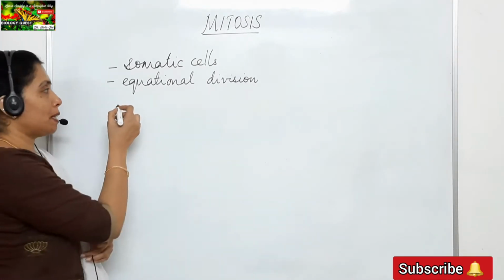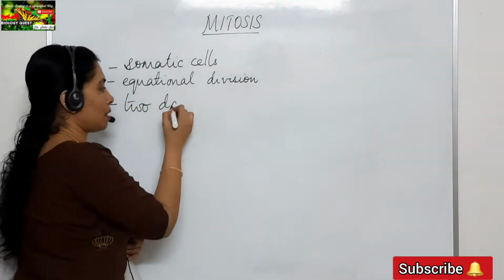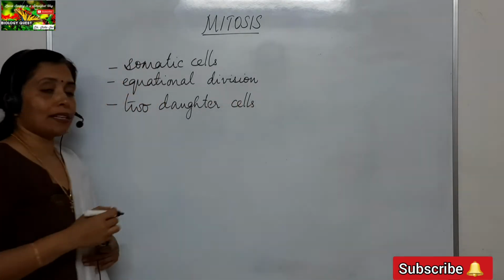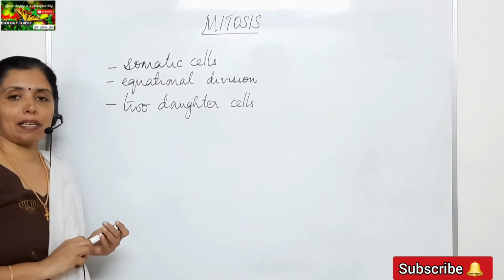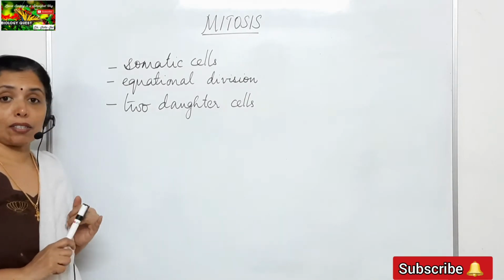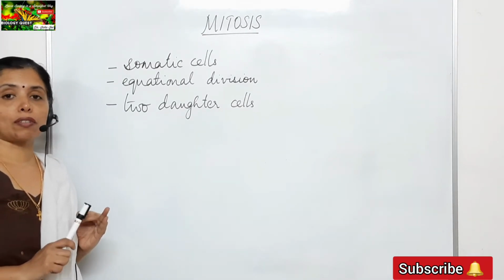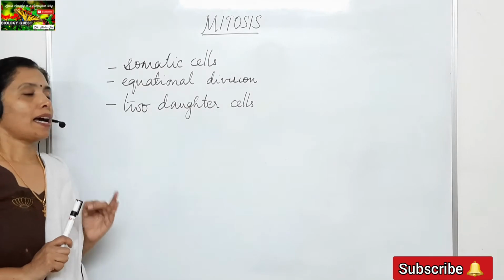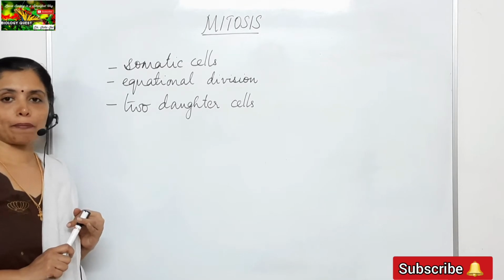Another point to be remembered is that at the end of mitosis, two daughter cells will be produced. The peculiarity of the two daughter cells is that they are exact copies of the parents. They are exactly similar to the parental cell. Okay, so mitosis occurs in somatic cells. Mitosis is otherwise called equational division because the daughter cells produced will have the same number of chromosomes as that of the parental cell. And at the end of mitosis, two daughter cells will be produced.